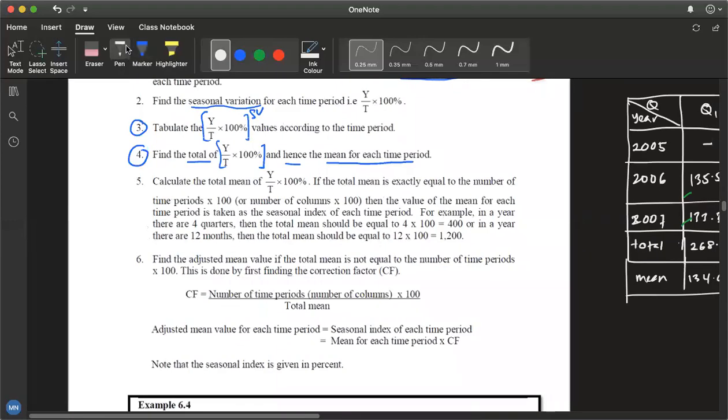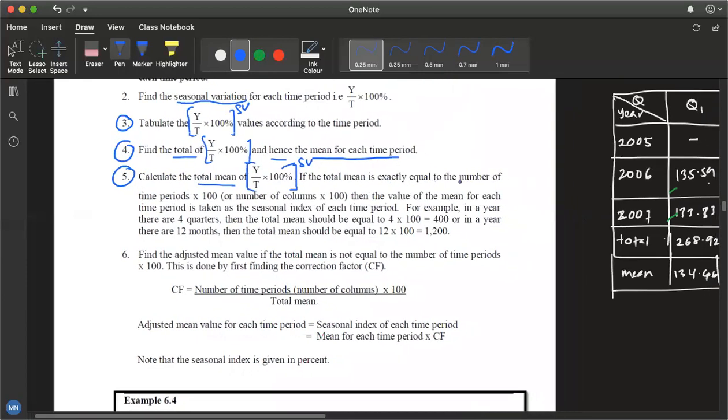So now we look at step number 5. We need to calculate the total mean of y divided by t multiplied with 100%. This is the seasonal variation. If the total mean is exactly equal to the number of time periods multiplied with 100, then the value of the mean for each time period is taken as the seasonal index, right?